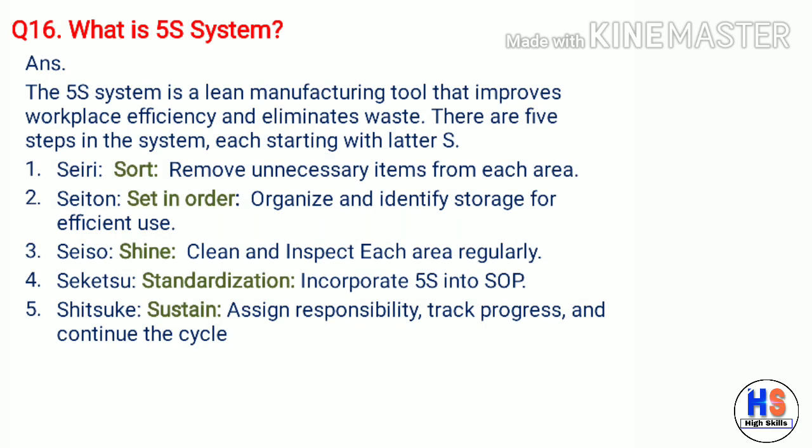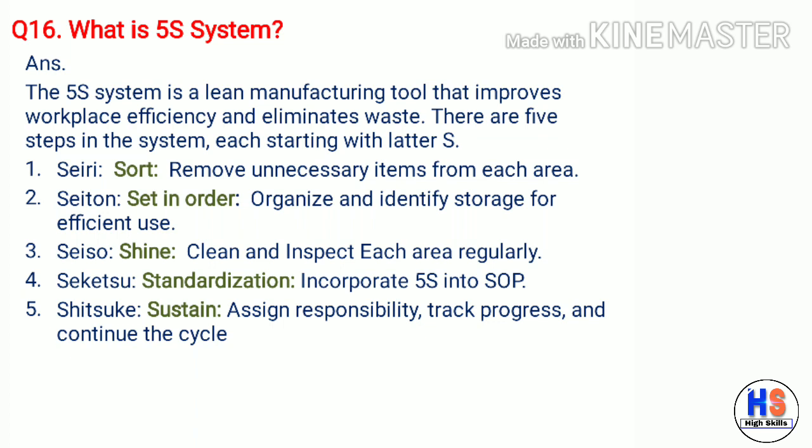So friends, let's move to the next, 16th question. What is the 5S system? Its answer is: the 5S system is a lean manufacturing tool that improves workplace efficiency and eliminates waste. There are 5 steps in the system, each starting with the letter S. The first is Seiri. Seiri is a Japanese word. Its meaning is sort. Sort means remove unnecessary items from each area. Seiton. Seiton is a Japanese word. Its meaning in English is set in order. Set in order means organize and identify storage for efficient use.